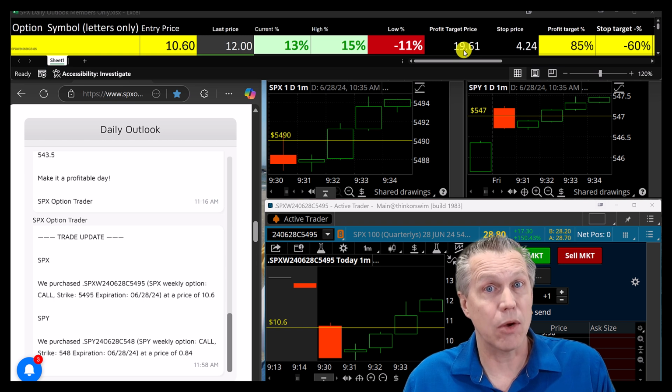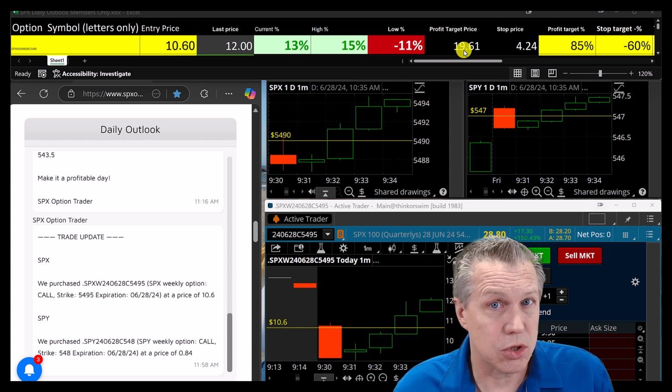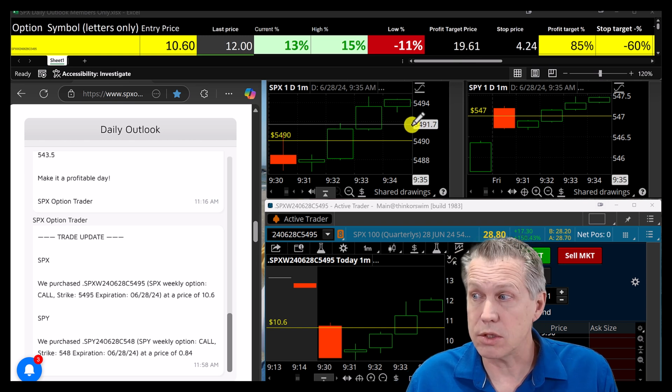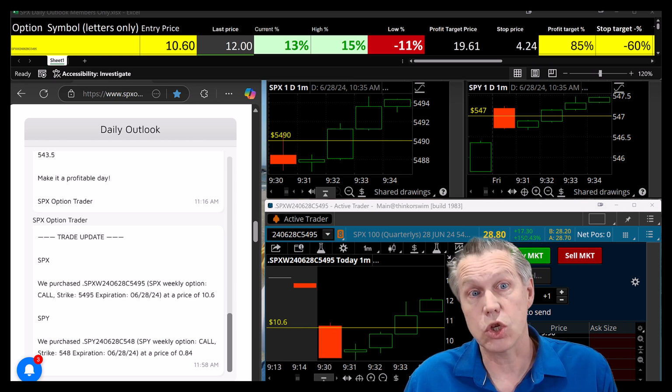and if it hits that level, we are going to be watching it extremely closely, looking to make more of it running, but also looking to exit our position quickly if it starts to reverse on us. And so at 9:34, the market is going our way, and we simply watch and wait at this point.